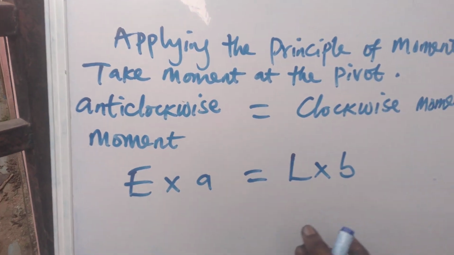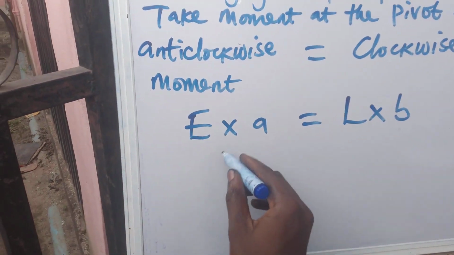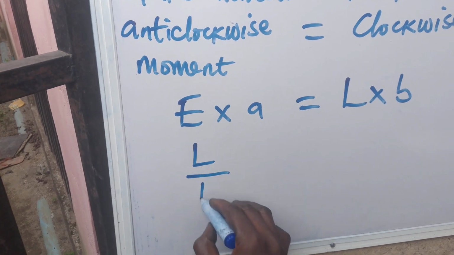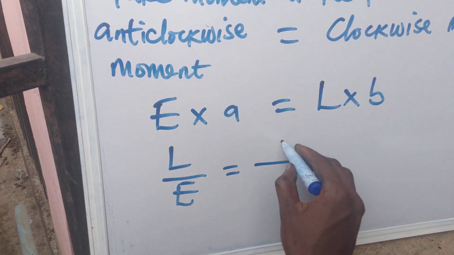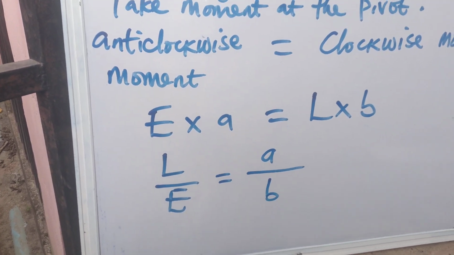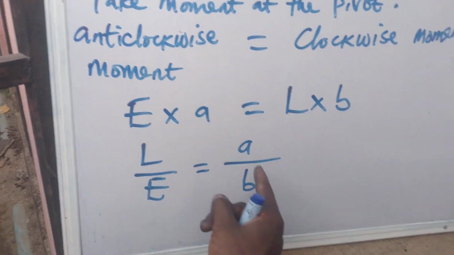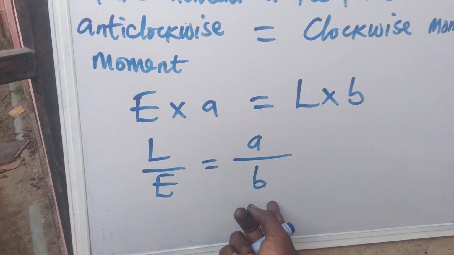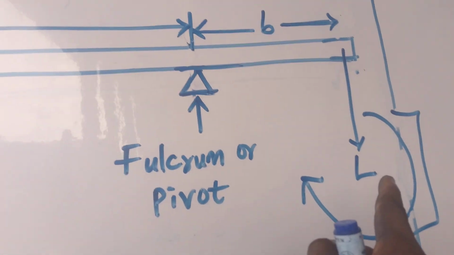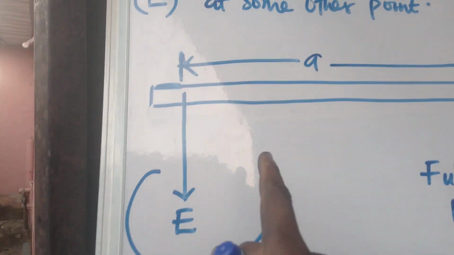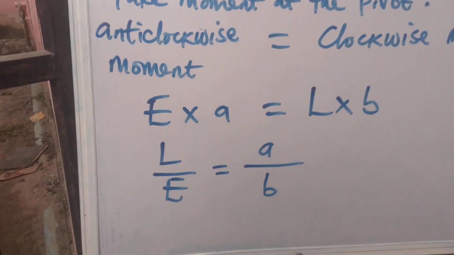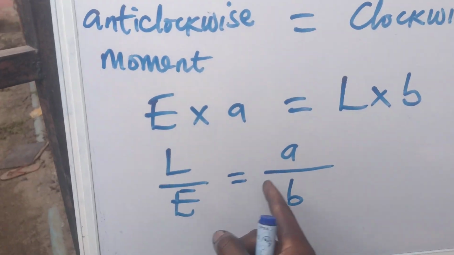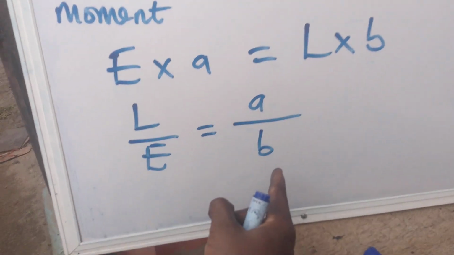Now if I change this linear equation to a fraction, I will have load over effort equal to A over small b. We know that A is the distance moved by effort, and small b is the distance moved by the load. From this diagram, this is the load, and distance moved by the load is small b. This is the effort, and distance moved by the effort is small a. So we arrive at: load over effort equals distance moved by effort over distance moved by load.